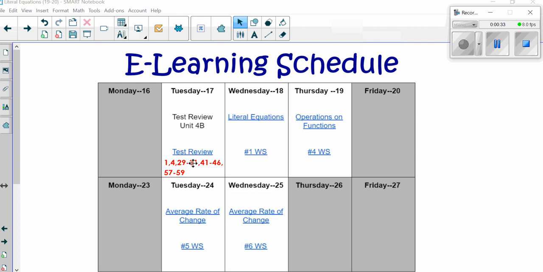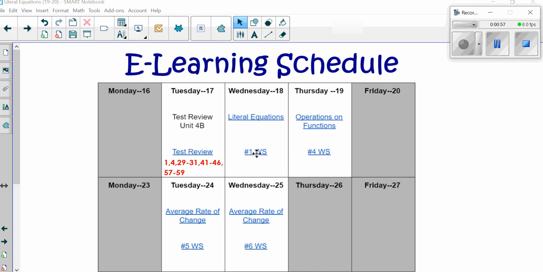When we get back to school, we will start by spending time on the test review. We'll play that by ear, but we'll have a couple of days working on the test review before we take that test. So we're just going to start this next unit now and keep going as far as we need to go. Our first day here, we're going to talk about literal equations.